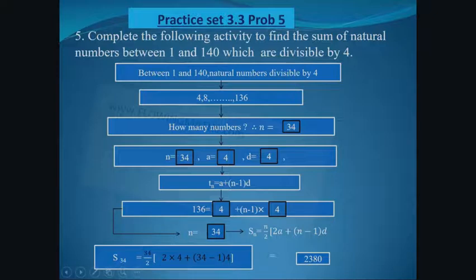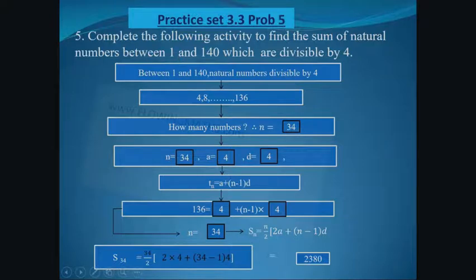Problem 5. Complete the following activity to find the sum of natural numbers between 1 and 140, which are divisible by 4. It is again between, so 1 and 140 don't count. It should be numbers between 1 and 140 which are divisible by 4.